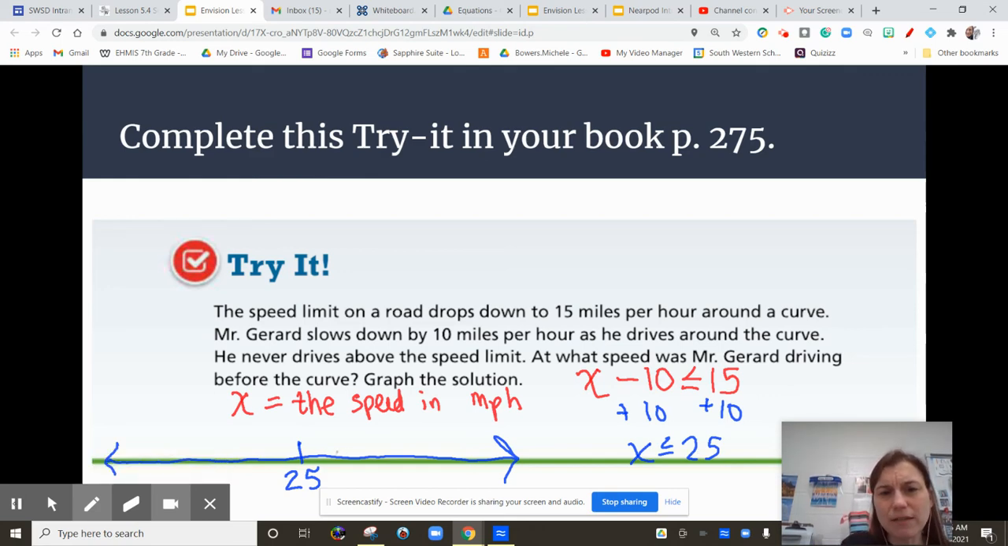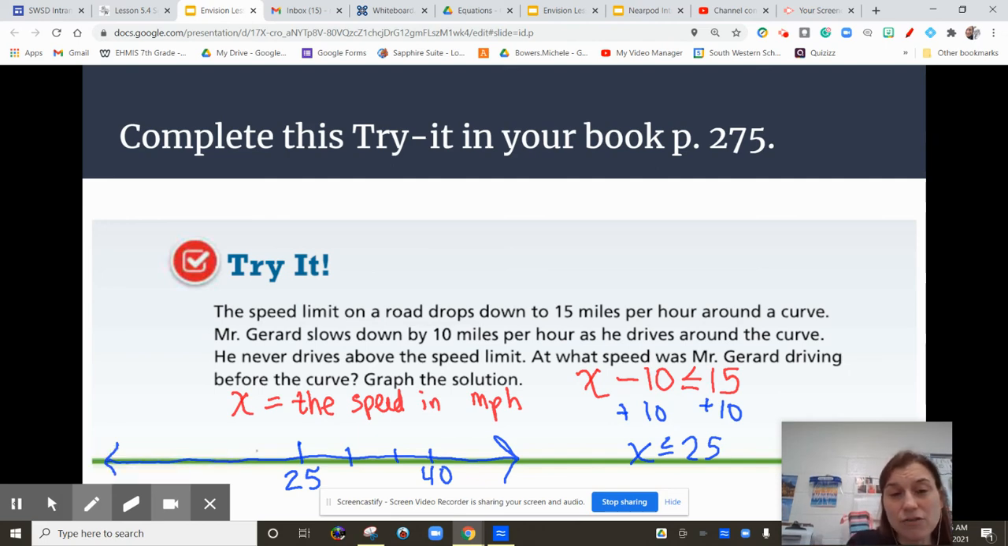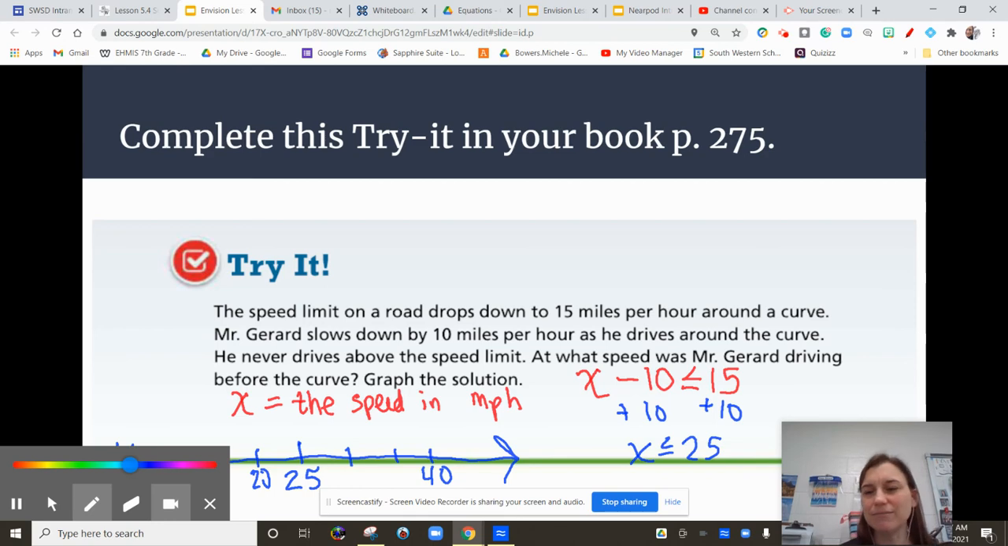So let's see. Like 30, 35, 40. I'm going this way because I can count by fives. 20, we'll say 20. All right, good. Now we're going to put our solution in.